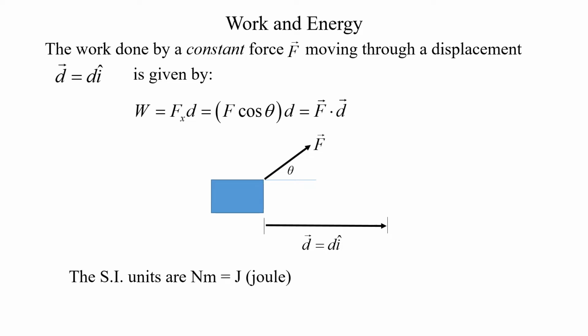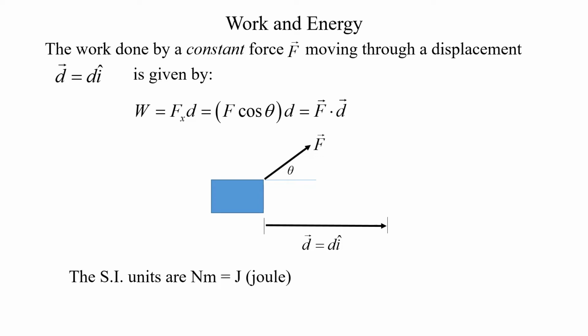Since the component of the force in the direction of the motion is F cosine theta, and then we multiply that by the displacement d, that's the same as the dot product of the force and the displacement. So in general, the work done by a constant force is the force dotted into the displacement.